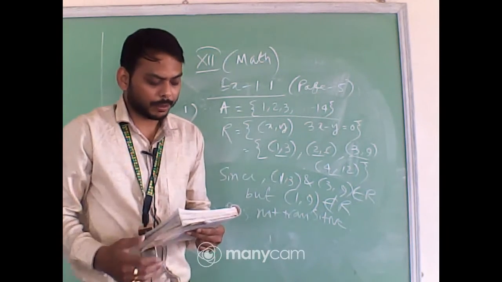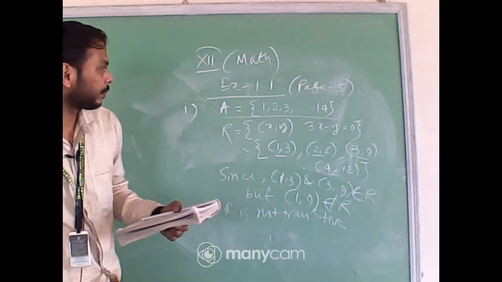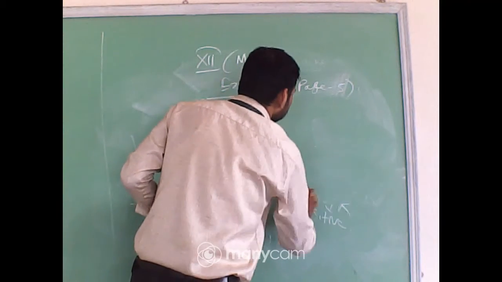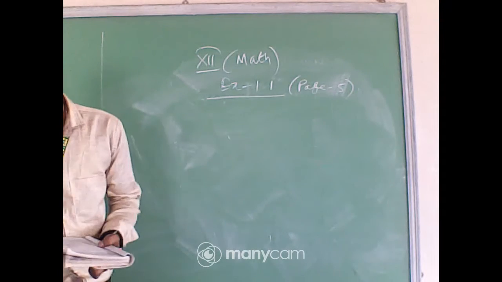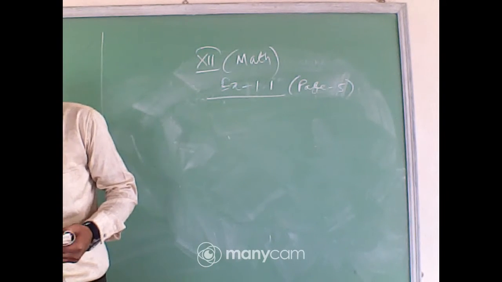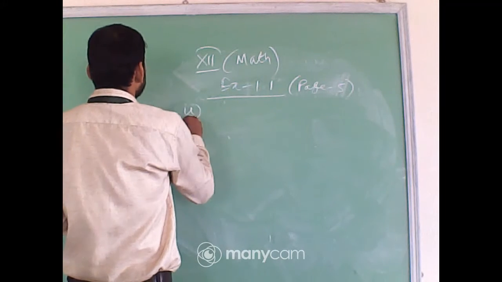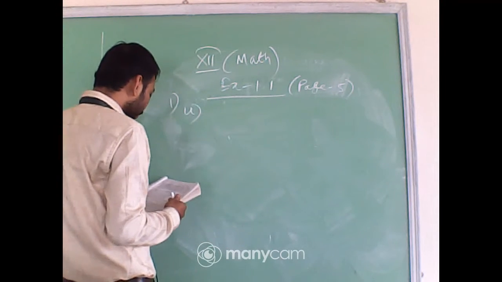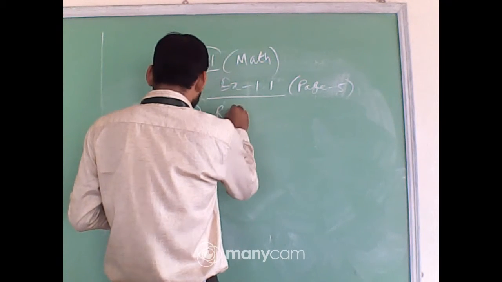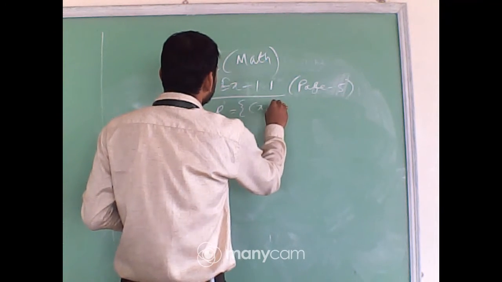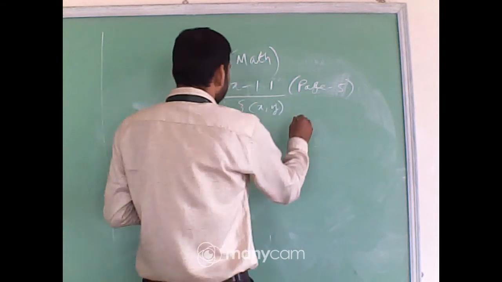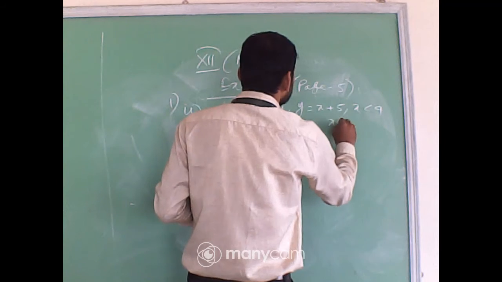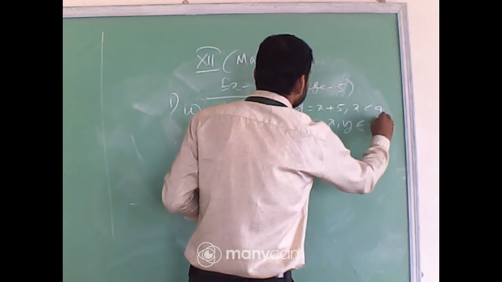So now move on to question number 2. One is already done. Here the relation is defined on natural numbers, the set of all natural numbers, containing the ordered pairs x comma y such that y equals x plus 5, x less than 4, and x comma y are natural numbers.